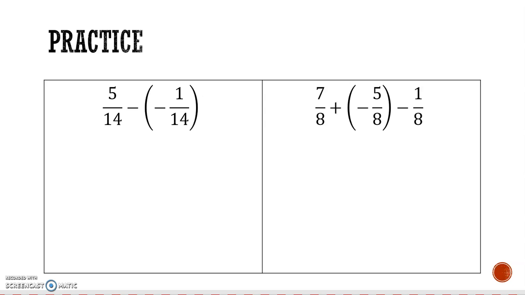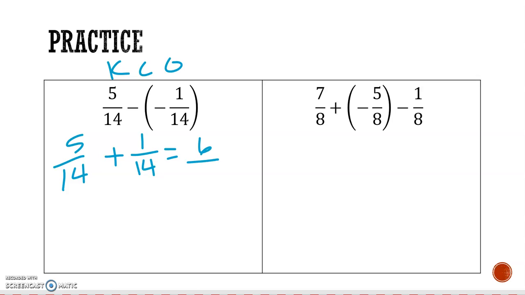All right, so we're going to do keep, change, opposite. So we have 5/14 plus a positive 1/14. So I'm just going to add the numerators. I get 6, bring over that denominator 14. I can take half of each of those and get it down to 3/7.